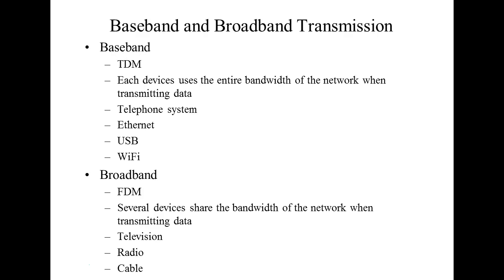So baseband is time domain multiplexing. Each device uses the entire bandwidth of the network when transmitting data. Your telephone system is baseband, depending on where you're at. Ethernet is baseband. USB uses baseband, and Wi-Fi uses baseband. Broadband is also frequency domain multiplexing. Several devices share the bandwidth of the network when transmitting data: television, radio, cable. Cable uses broadband, and then of course something called T-carrier.